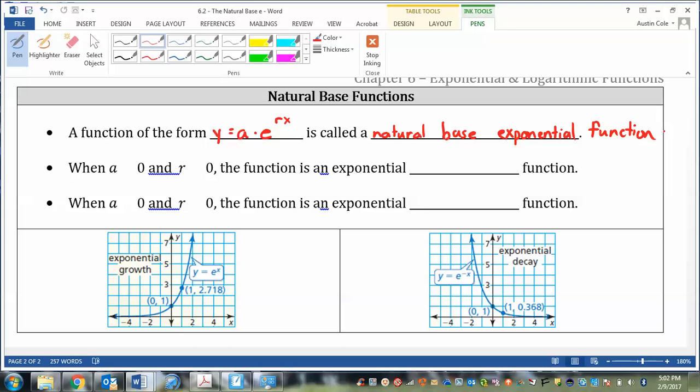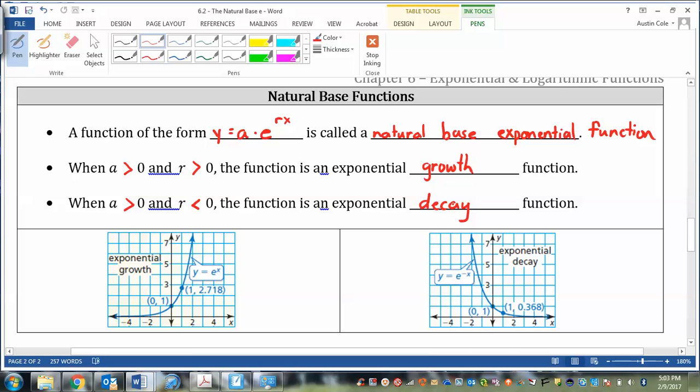Now, when a, this number in front, is greater than 0, and r is greater than 0, that number right there, the function is an exponential growth function. Okay, when a is greater than 0 and r is less than 0, so r is negative, so when we have a negative exponent, the function is an exponential decay function.